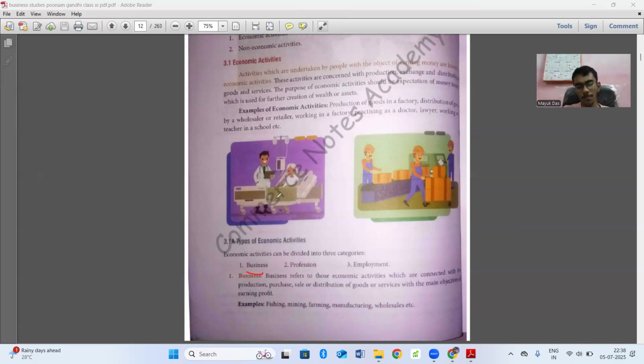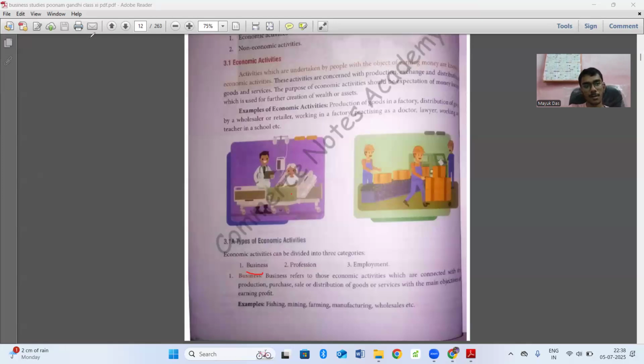Okay. So, to earn profit, a business has to run properly. And under business, purchase, sale or distribution take place. Then production takes place. So these things happen in business. Example: fishing, mining, farming, manufacturing, wholesale, etc.